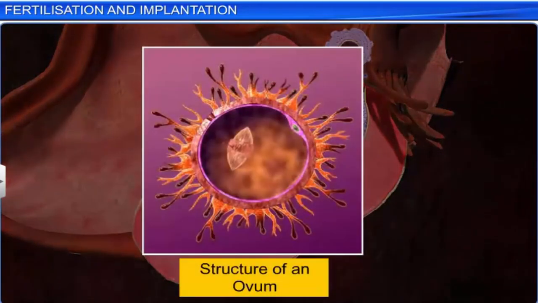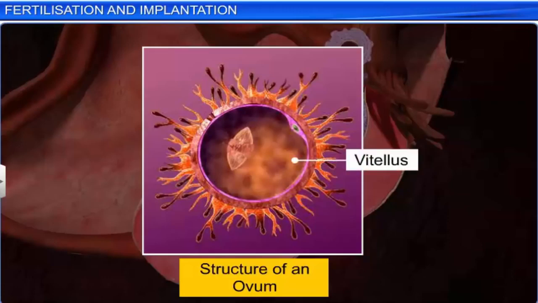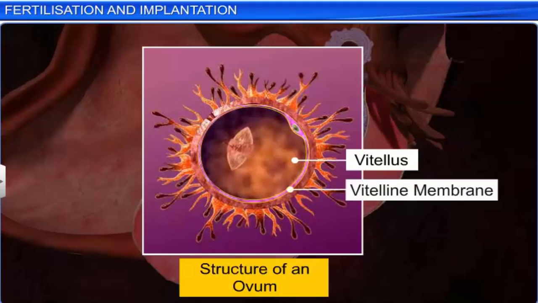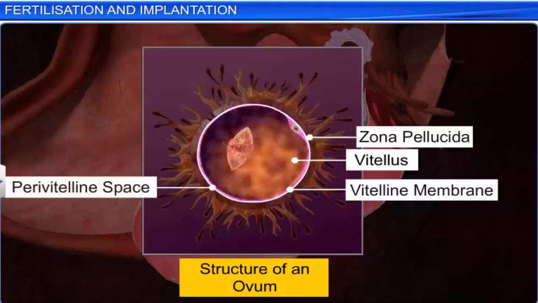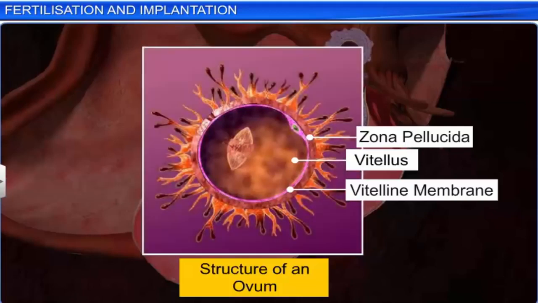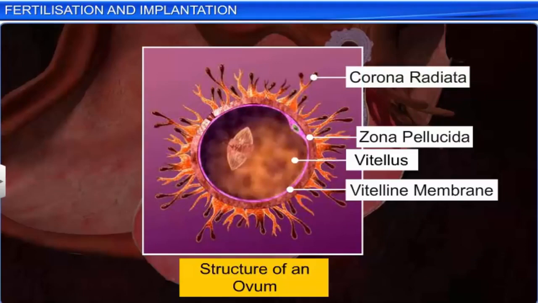Interestingly, the ovum contains only the X chromosome. Studies have shown that the ovum is filled with cytoplasm called the yolk or vitellus, surrounded by a membrane called the vitelline membrane. The vitelline membrane is ensconced in another membrane called the zona pellucida. However, there is some space between the zona pellucida and the vitelline membrane, which is called the perivitelline space. Surrounding the zona pellucida is a layer of granulosa cells called the cells of corona radiata.